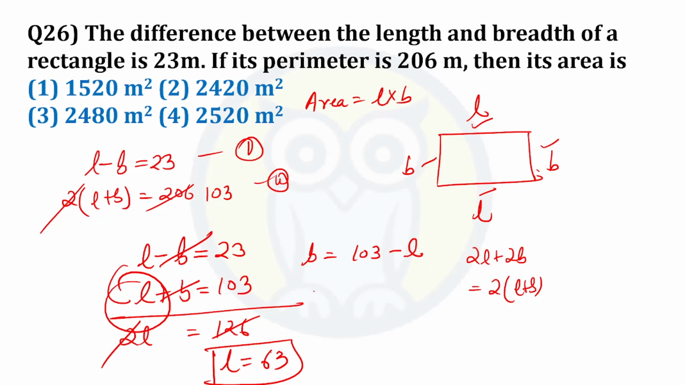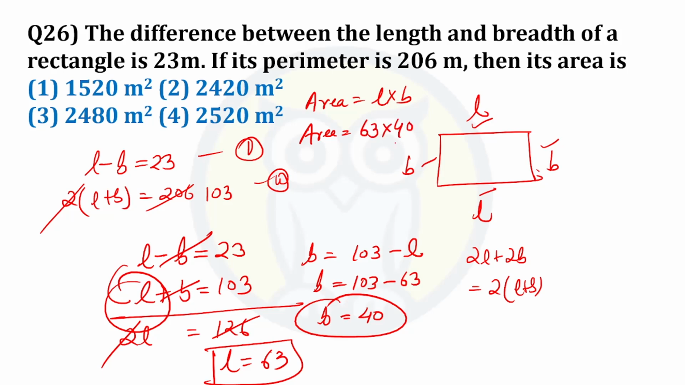B is equal to 103 minus L, and putting the value of L as 63, the breadth will be 40. Now that we have the length and breadth, the area will be 63 in place of length and 40 in place of breadth. Multiplying, we get 2520, which is the correct answer: 2520 square meters.